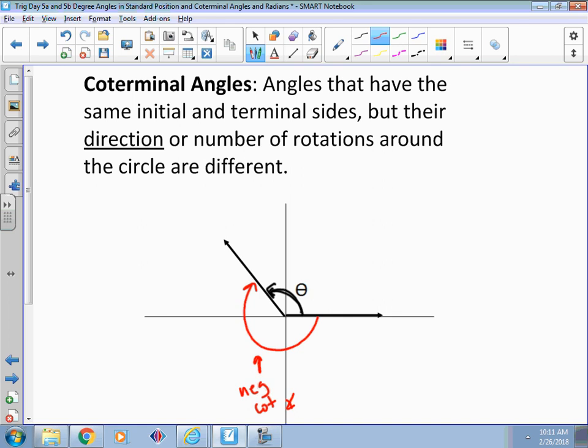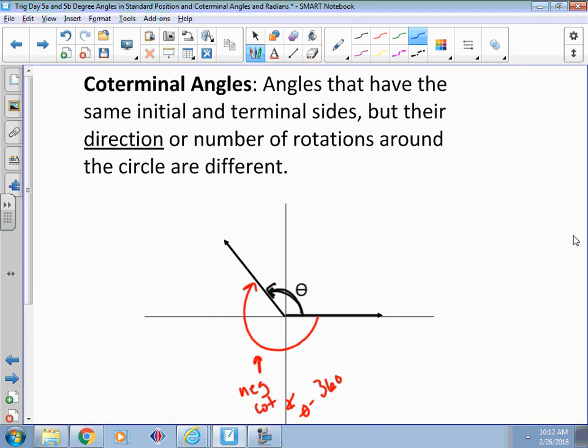How big is that negative coterminal angle? Well, I know that to get all the way around would have been a full 360 degrees. But then if I take the angle measure and subtract 360 degrees from that, that should be this negative coterminal angle.